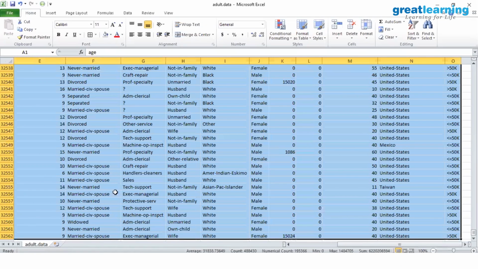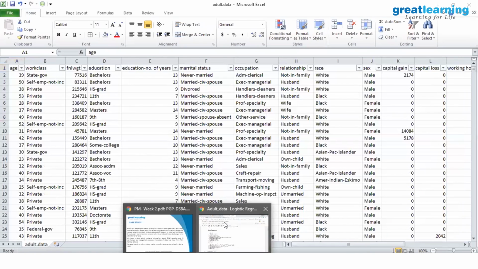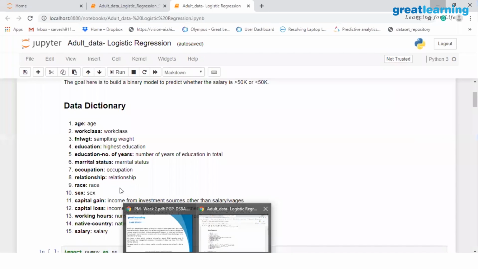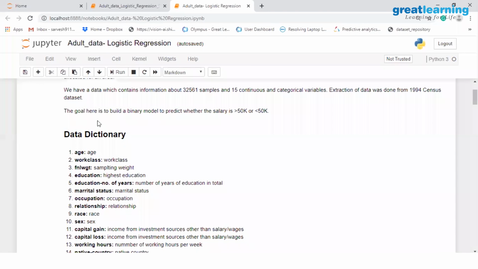Shall I go ahead to the Python file? Yes, sir. Now going to the Python file. Okay, we had it here itself.